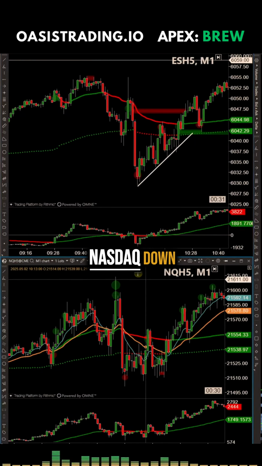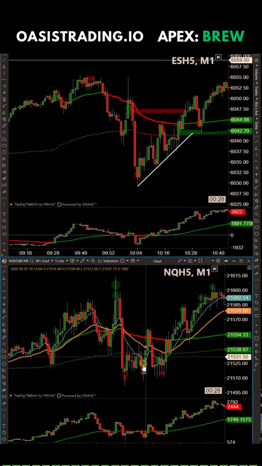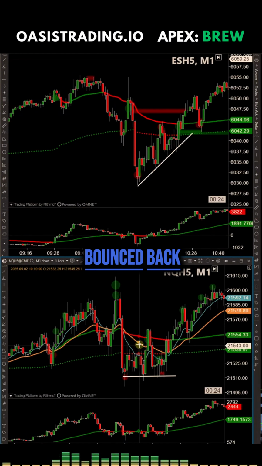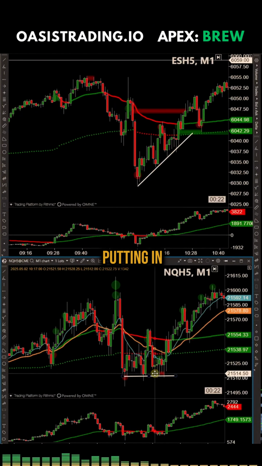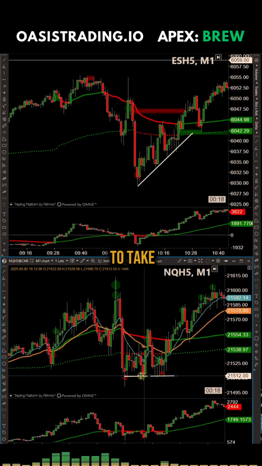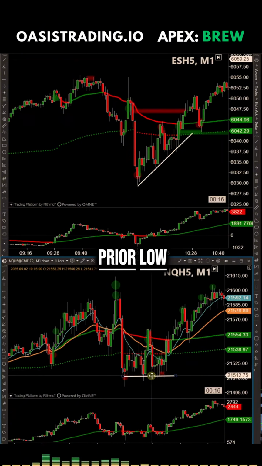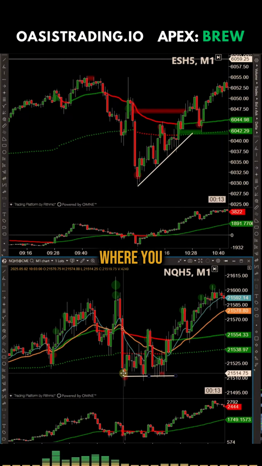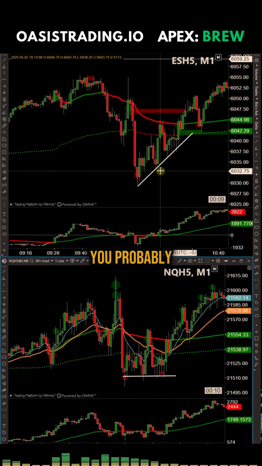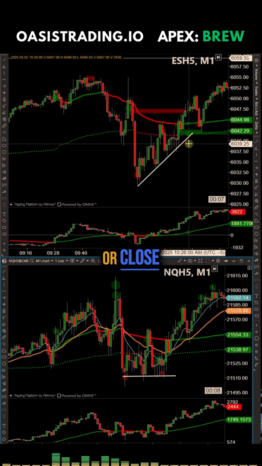And same thing on NASDAQ down here. This was more of a flat level. So you bounced back into VWAP, but then you kept putting in these supports. You were not able to take out that prior low. So if you start seeing something like that where you find a lot of support on one level, or you're putting in higher lows, you probably want to tighten up that stop loss or close that trade entirely.